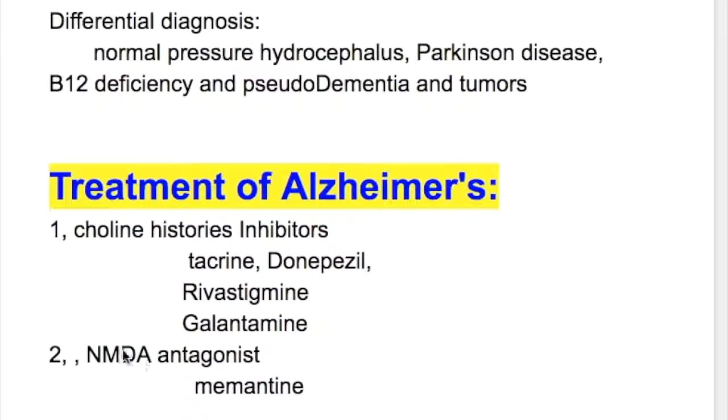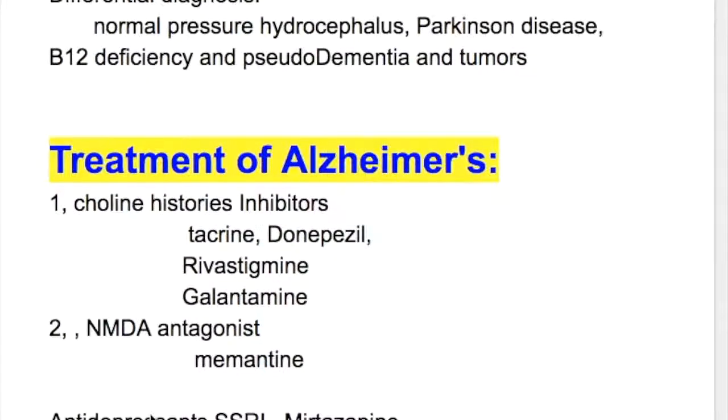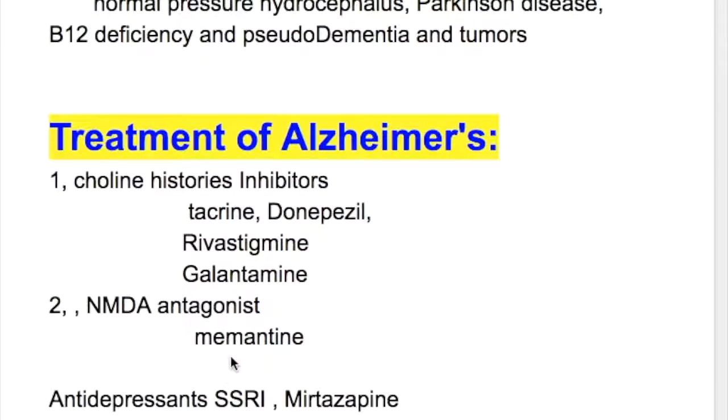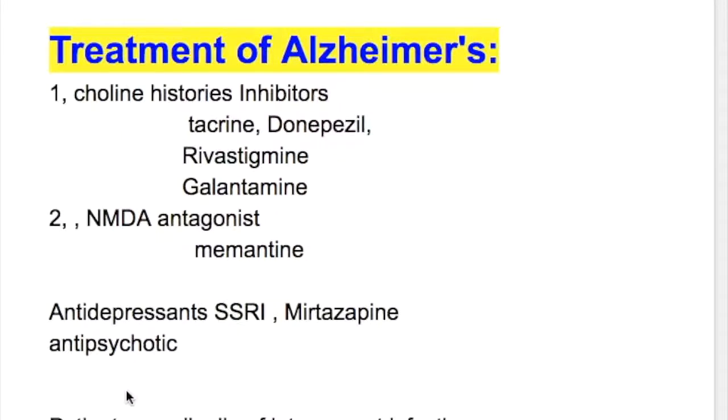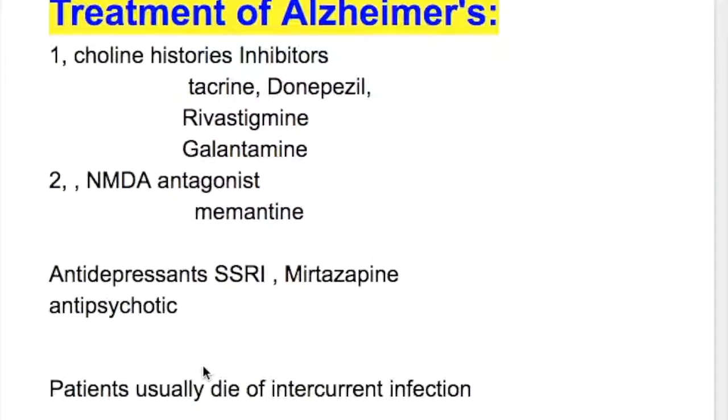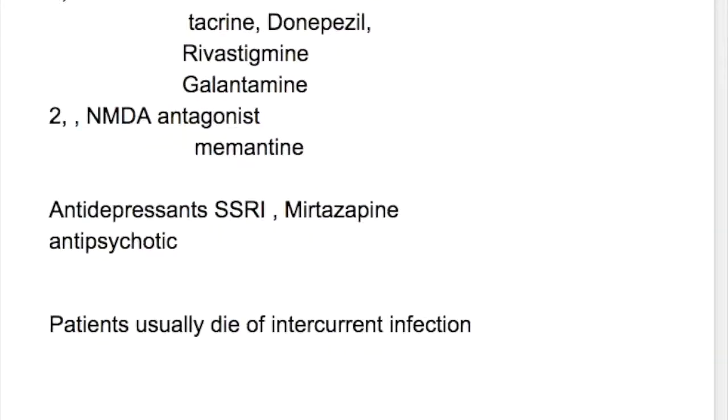Treatment of Alzheimer's disease: number 1, cholinesterase inhibitors. They include tacrine, donepezil, rivastigmine, and galantamine. And number 2, NMDA antagonist, memantine. And antidepressants, SSRIs and mirtazapine, and antipsychotics for Alzheimer's disease patients having psychological problems. Patients usually die of intercurrent infection.